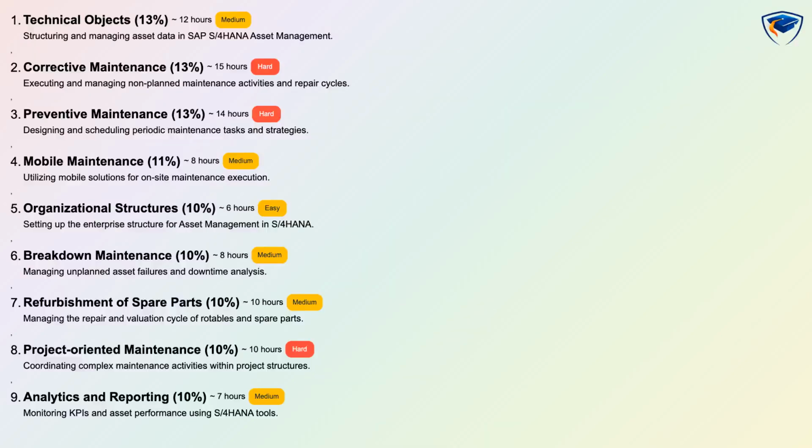Overview of the exam structure and domain weights. Technical objects 13%, corrective maintenance 13%, preventive maintenance 13%, mobile maintenance 11%, organizational structures 10%, breakdown maintenance 10%, refurbishment of spare parts 10%, project-oriented maintenance 10%, and analytics and reporting 10%. Each domain lists learning focus, difficulty, estimated study time, and assessment type so you can plan a balanced study path.